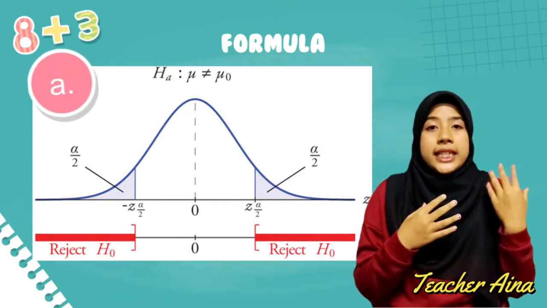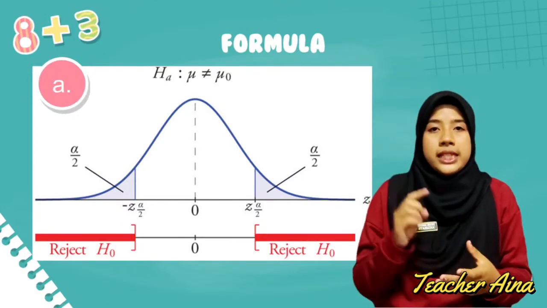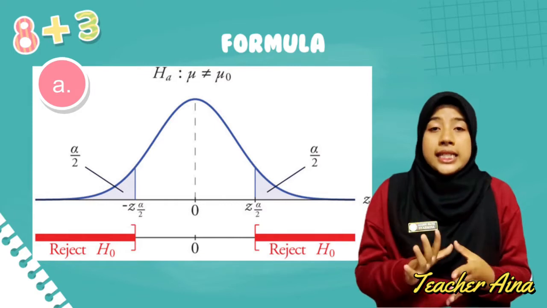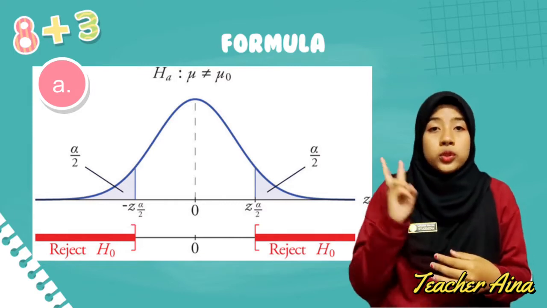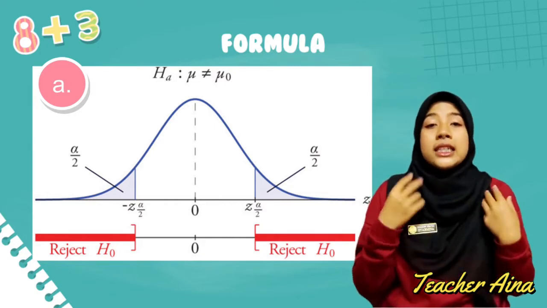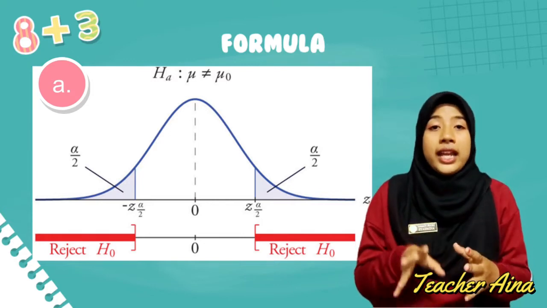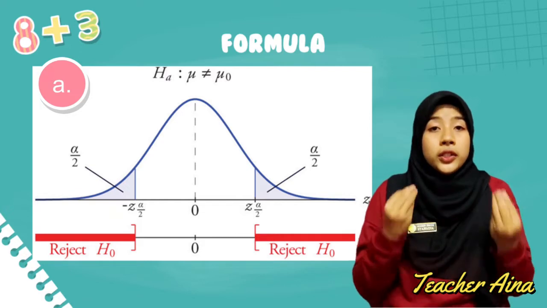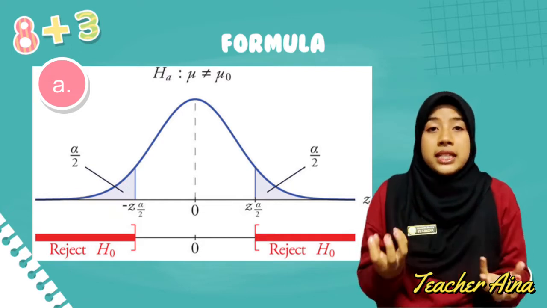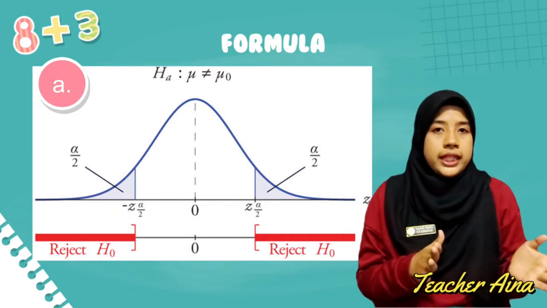As you can see in A, the alternative hypothesis is not equal to the mean. This means that we have a two-tail test. So, in the two-tail test, we need to find the positive and negative region of alpha over 2, and then we can conclude that we either reject or fail to reject the null hypothesis.